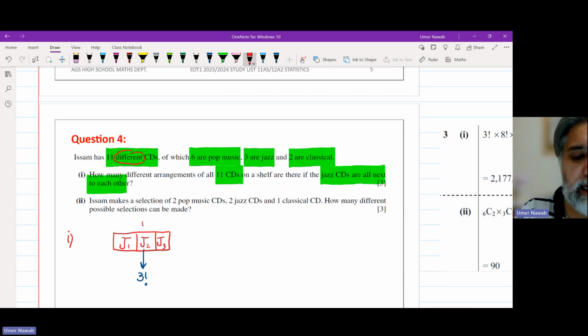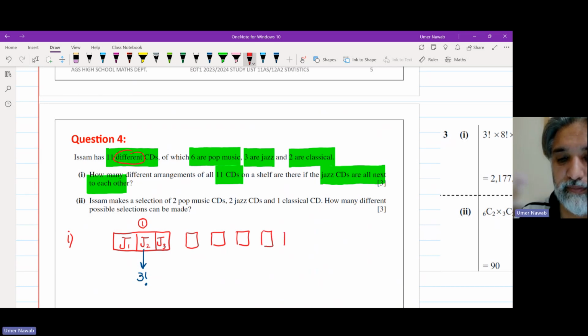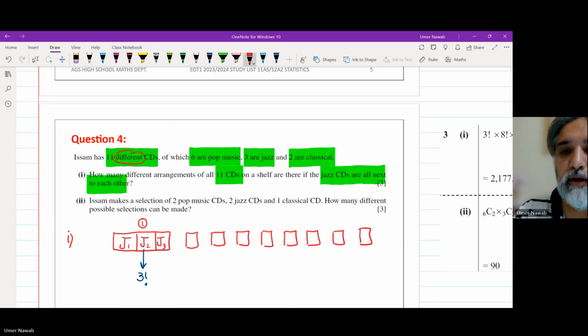Now, externally, it will be considered as one CD for me, any one thing. Wherever I place this, the jazz CDs will be kept together. How many others? The others are 8. And he did not put any restriction on pop CDs and classical CDs. Now, total CDs.